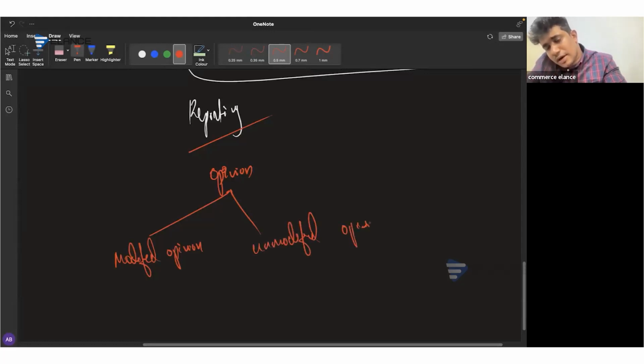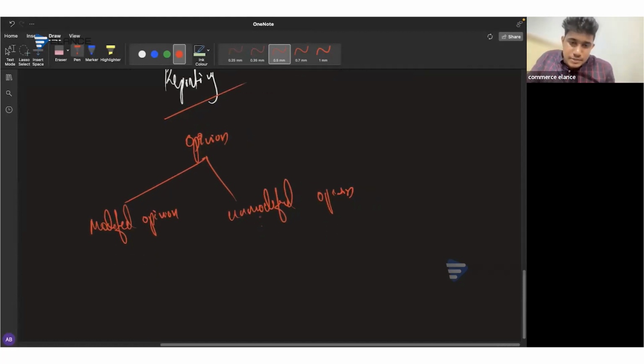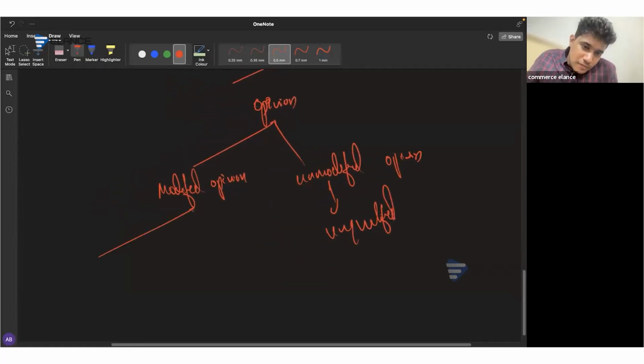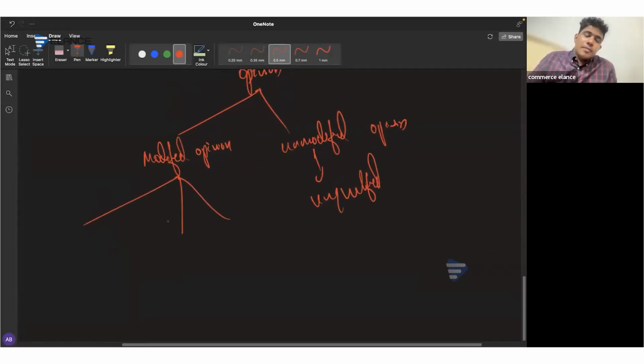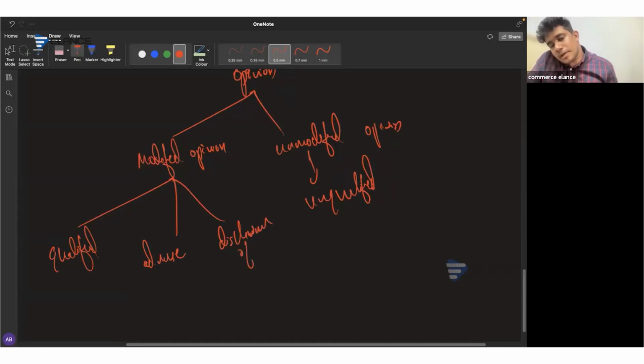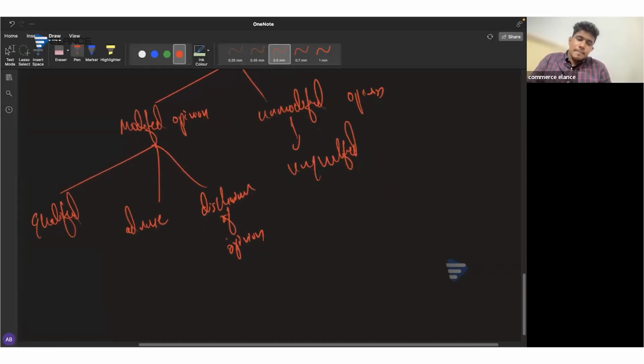And we will further divide this unmodified opinion as unqualified, which means the financial statements give a true and fair view. And modified opinion will be further split into 3 heads: qualified, adverse, and disclaimer of opinion. Okay. Qualified, adverse, disclaimer of opinion.